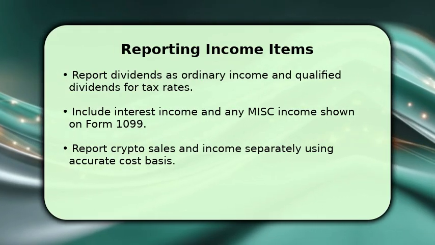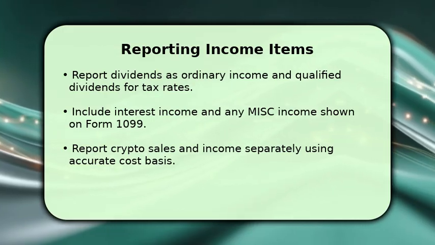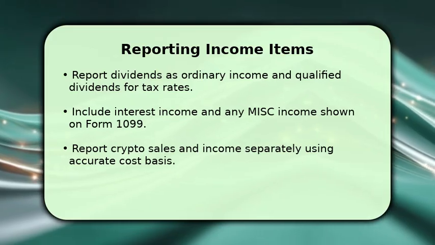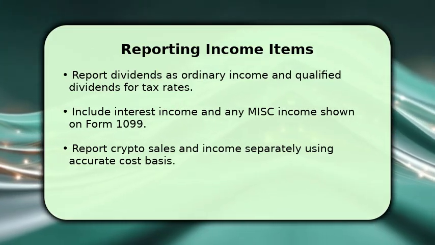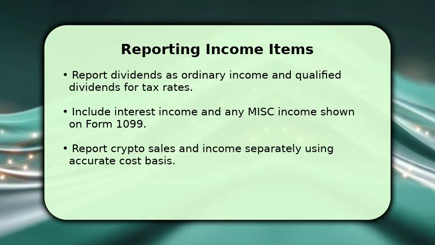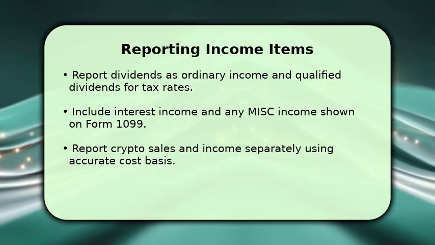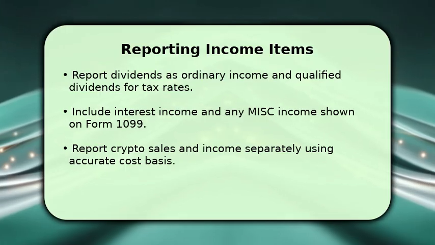Crypto transactions require separate reporting and accurate cost basis per disposal event. Also include any MISC or other income reported on 1099 forms. Double-check totals against Robinhood summaries to avoid omissions and ensure your return reflects all income sources.